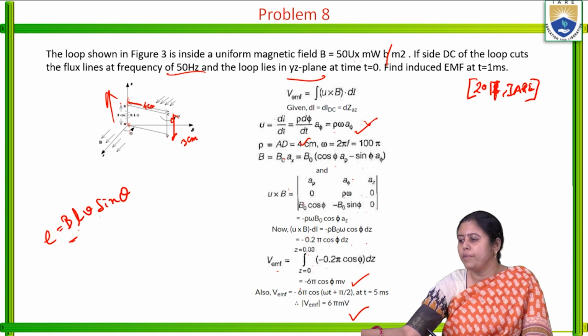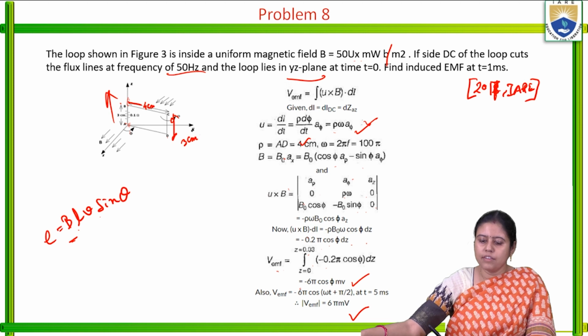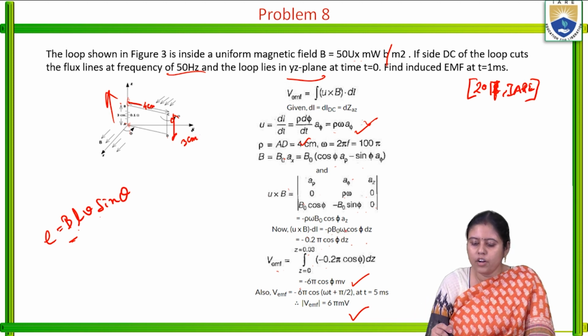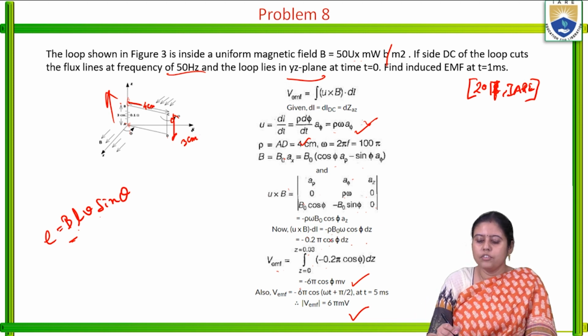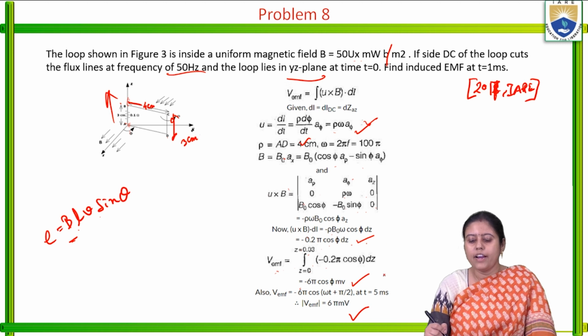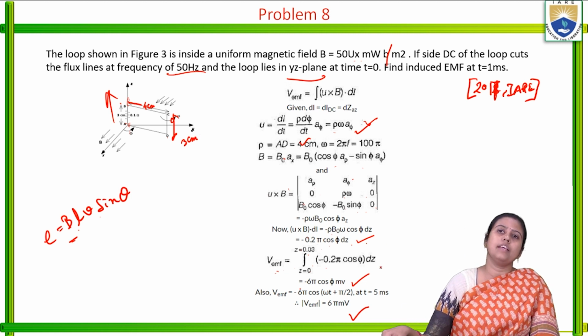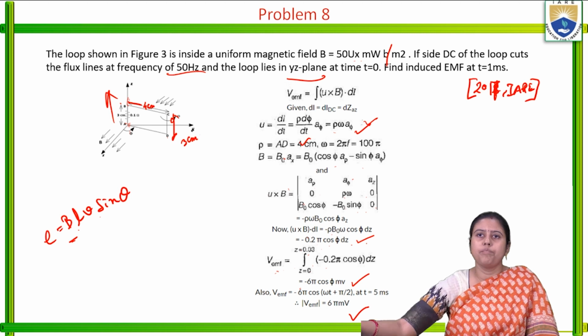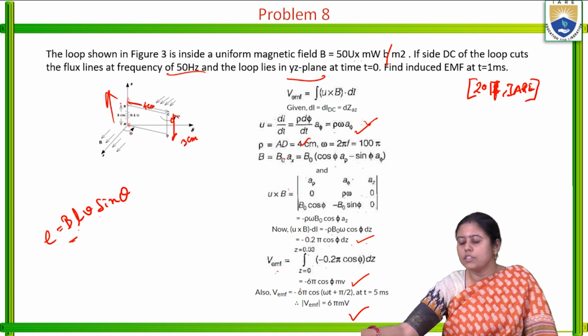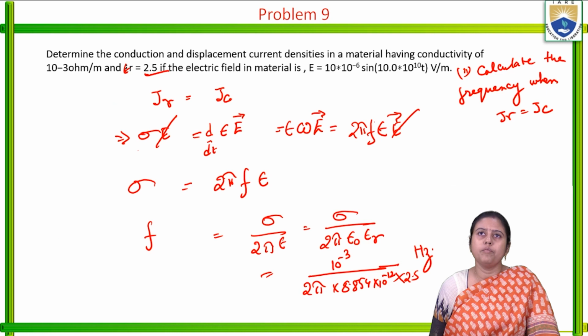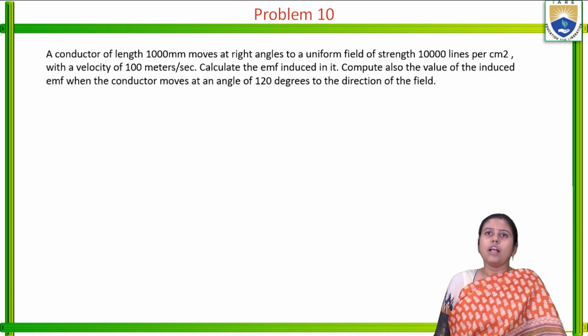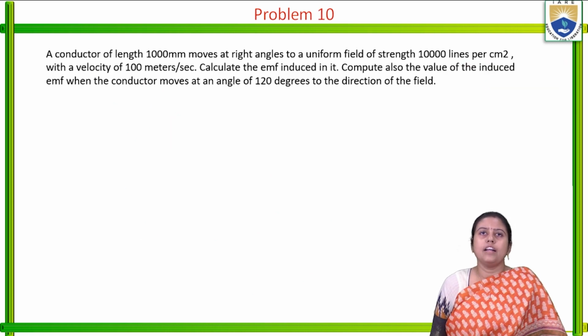So what is U cross B? U cross B is equal to rho B naught omega cos phi dz, so 0.2 cos phi dz. So what is the EMF? Z is from 0 to 0.3, and if we put the value, we will get the EMF value equal to 6 pi cos phi millivolt. So this is another important problem of this chapter. Now we will go to the next problem.